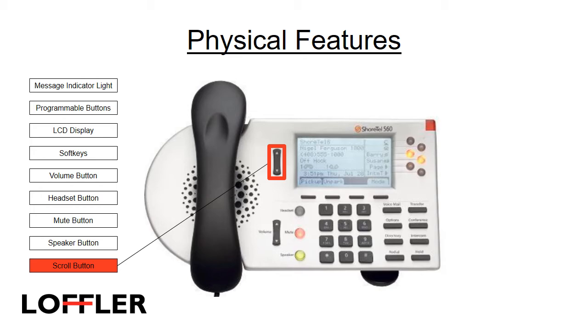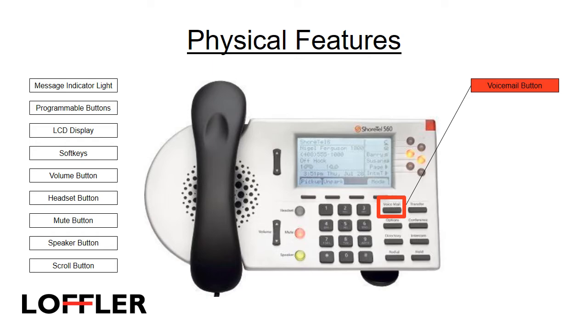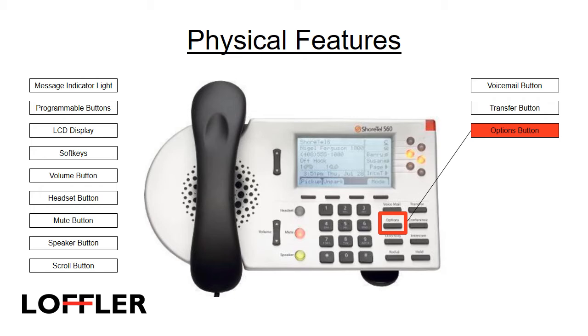The scroll button allows you to scroll up and down through a call history or other menu functions. The voicemail button allows you to access your voicemail box. You can also press the pound key and it will bring you to your voicemail. The transfer button allows you to transfer a call to another extension or an outside line. The options button allows you to change your ringtone, program speed dials, or enable a headset.